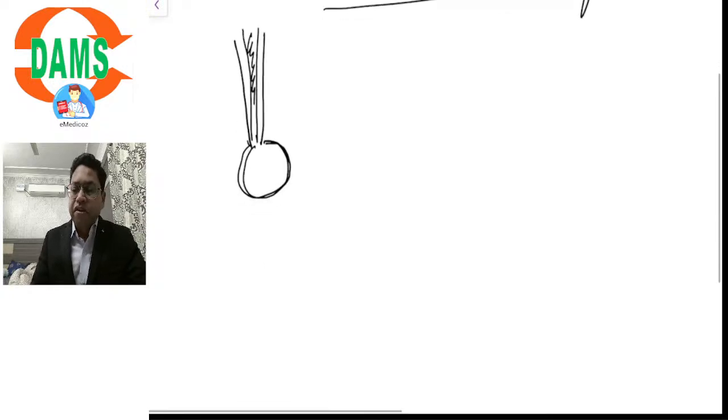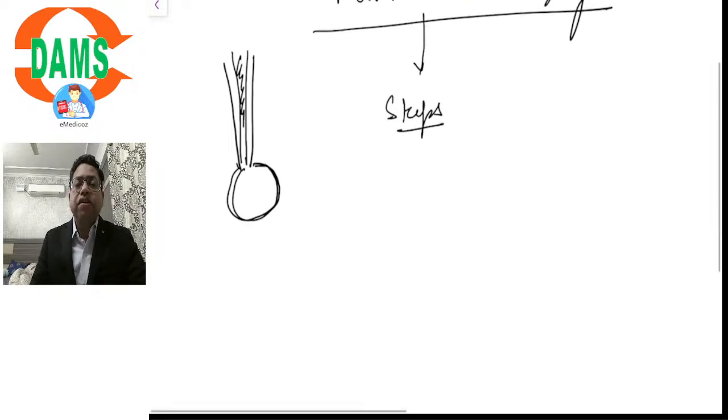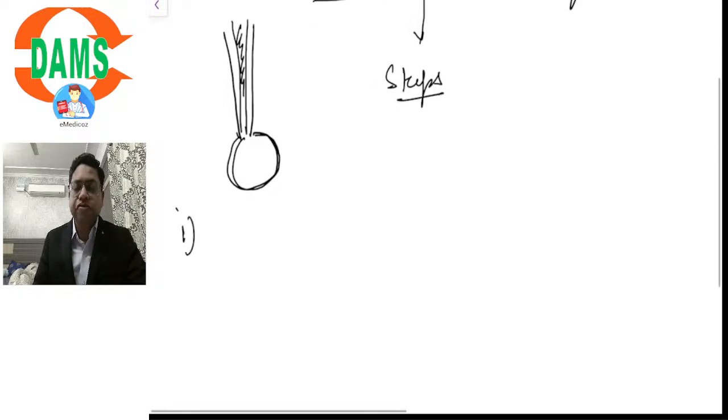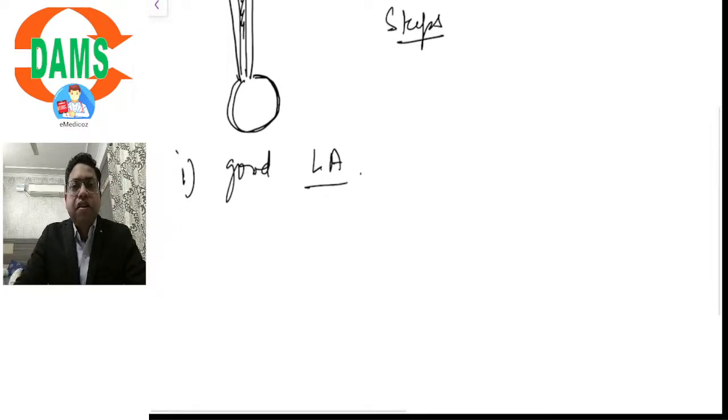With that background, firstly, we'll talk about the different steps involved in the surgical procedure. What are the steps involved? The first step in the surgical procedure is definitely securing good local anesthesia. Any and every surgical procedure would require sufficient and adequate local anesthesia so that it is comfortable for the patient to undergo the surgical procedure.